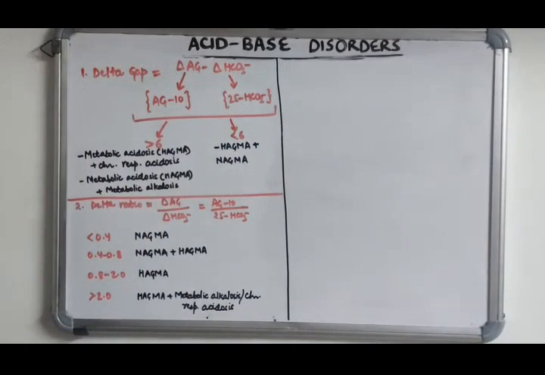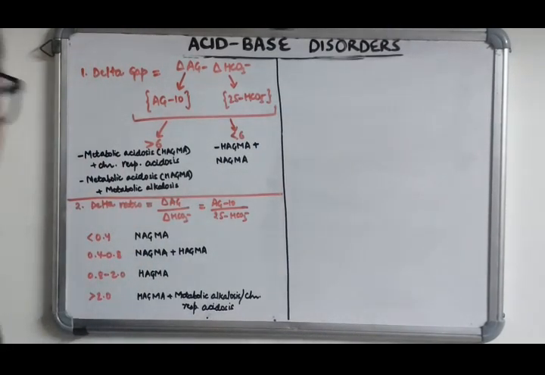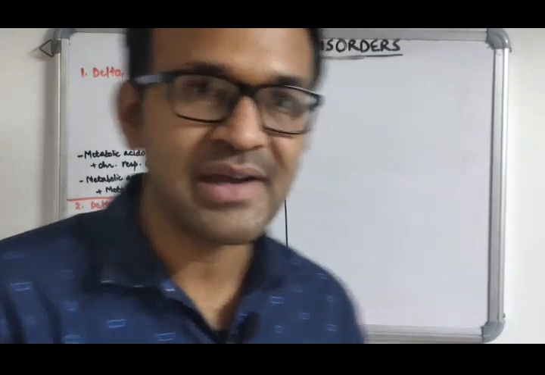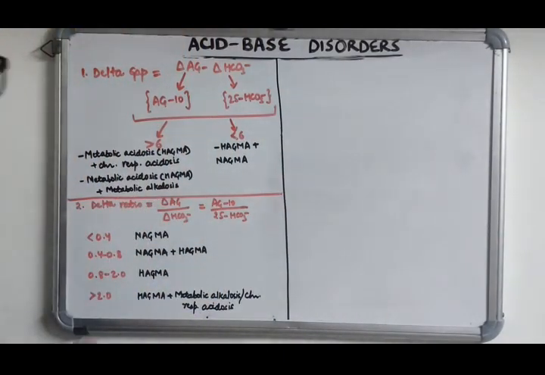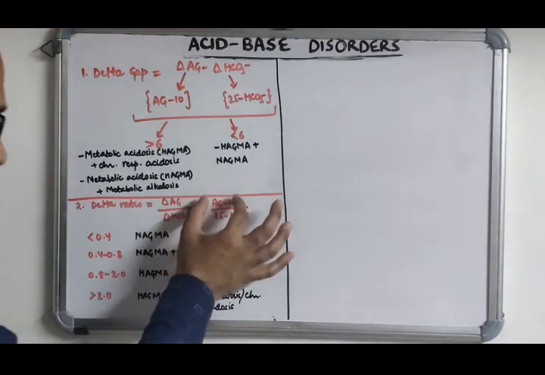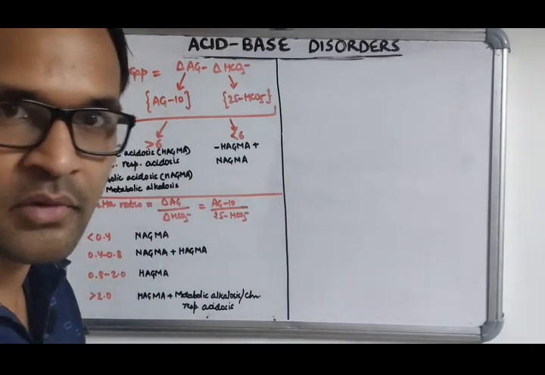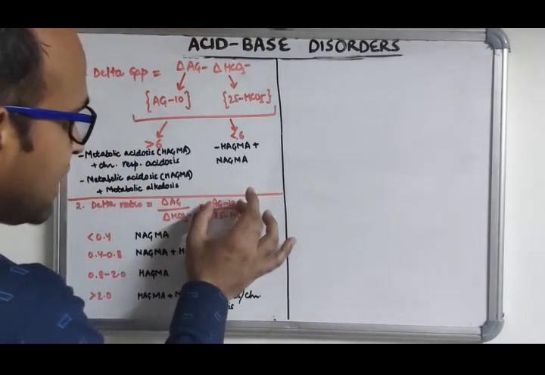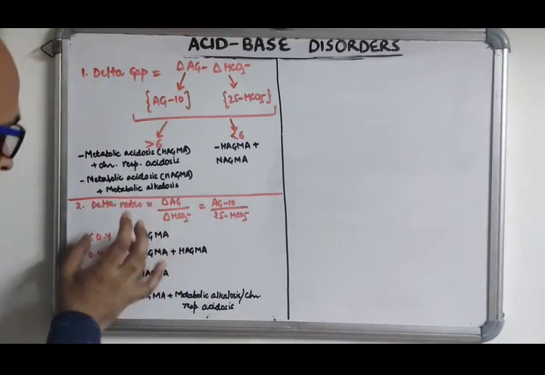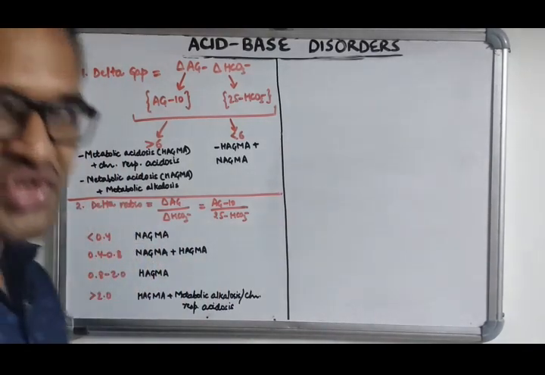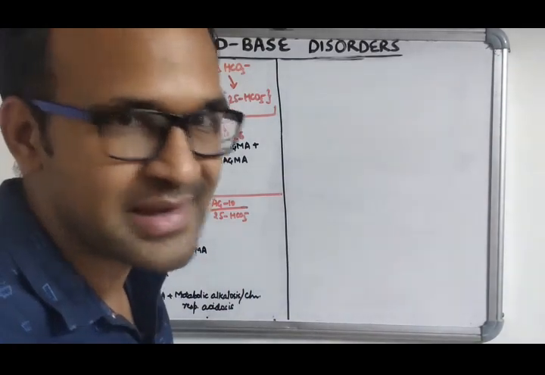So again, easy to understand. If the ratio is less than 0.4, that means you are dealing with pure normal anion gap metabolic acidosis, because as the name itself says that it is normal anion gap. So normal anion gap we take it as 10. Okay, the optimal value is 10. So 10 minus 10, this will be equal to 0. So if this ratio is close to 0, that means you are dealing with pure normal anion gap metabolic acidosis.